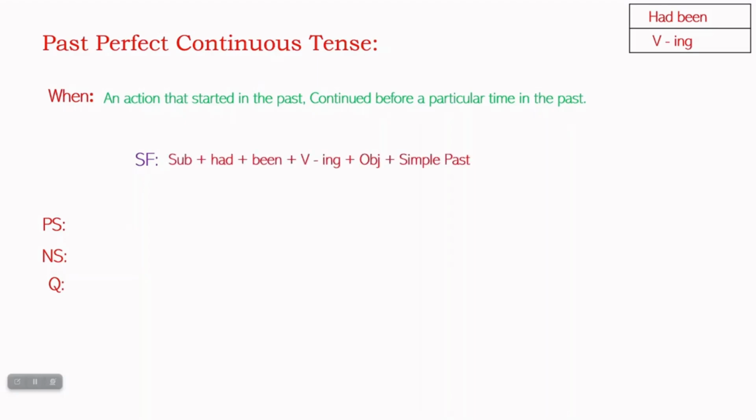Sentence formation: subject plus had plus been plus verb in V-ing form plus object, with a simple past tense. Sentence: He had been studying for 3 hours before the phone rang. Here we have two past events. First one, we are talking in past perfect continuous tense, and second one, we are talking in simple past. See, first one, he had been studying for 3 hours, he was studying for 3 hours continuously before the phone rang.